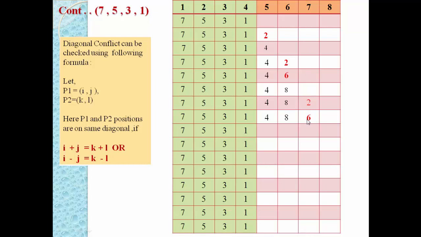So we need to check another possibility. Can we place on column number 7? No, because 7 is already occupied. Can we place on column number 8? No, because our 8th column is also occupied. So now there is no chance that we can place our 7th queen on chessboard. So now we need to use the backtracking concept.